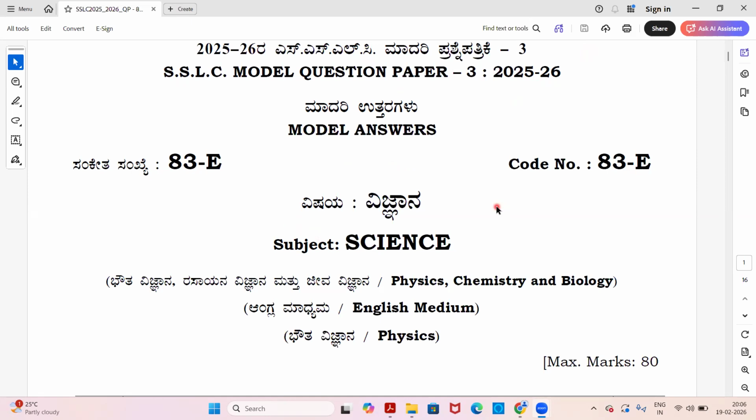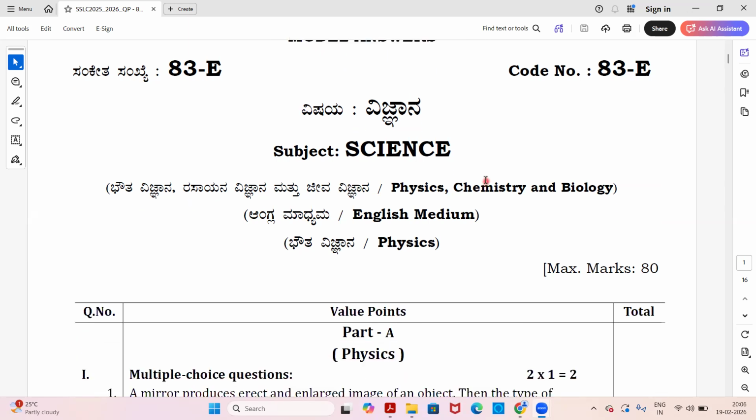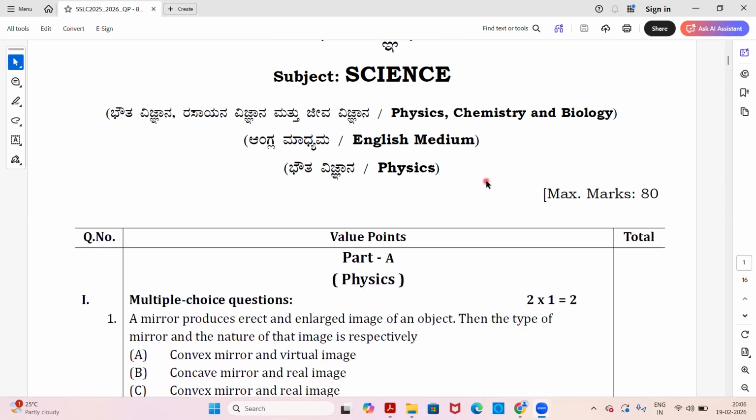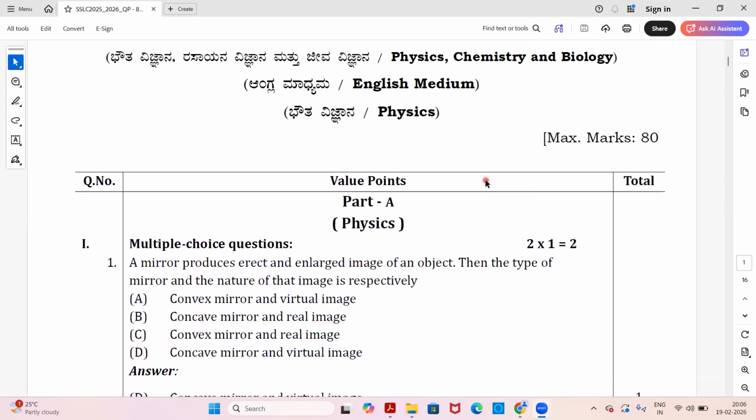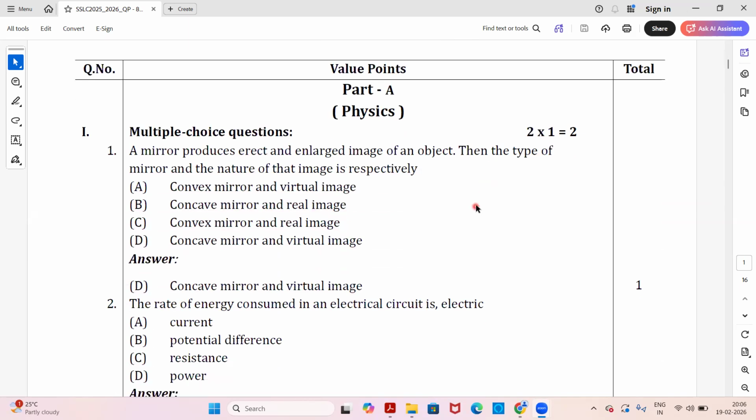So let's start with our today's video. We are going to discuss model question paper 3's answer key, and this is subject science. So here we are going to discuss each of the section wise questions. First we will see part A physics section, and then we'll go to chemistry and biology. So very firstly we have multiple choice question.